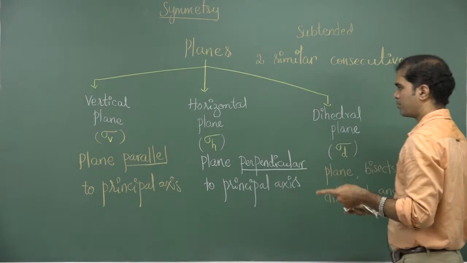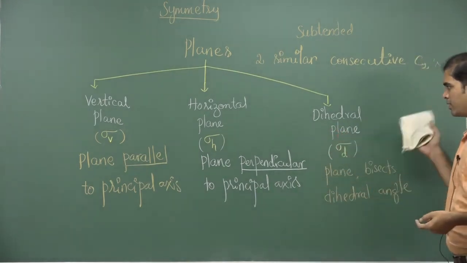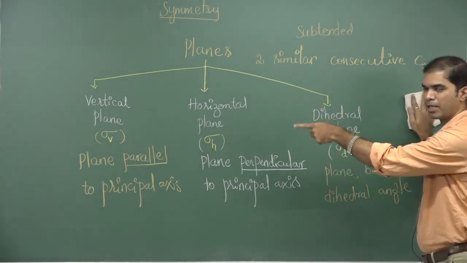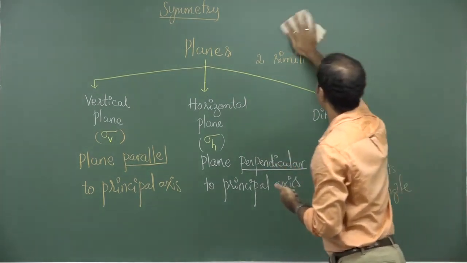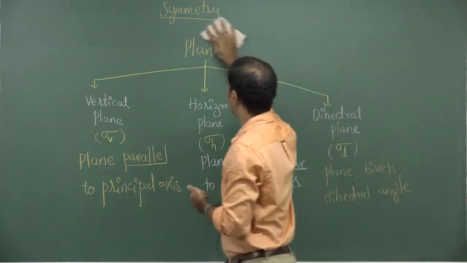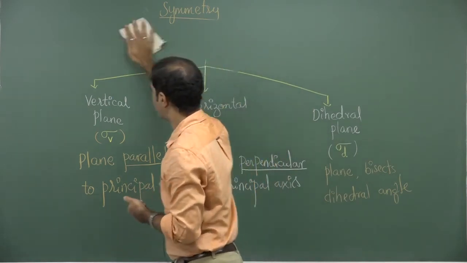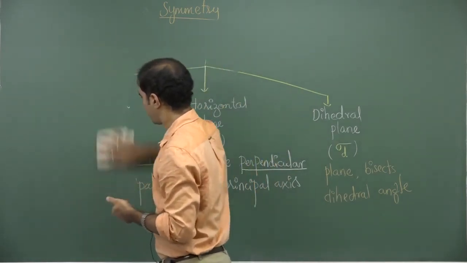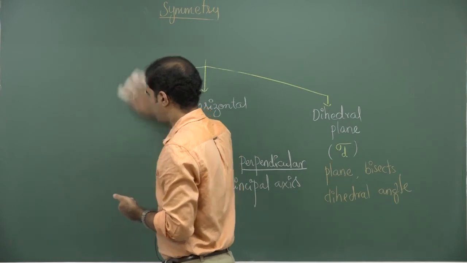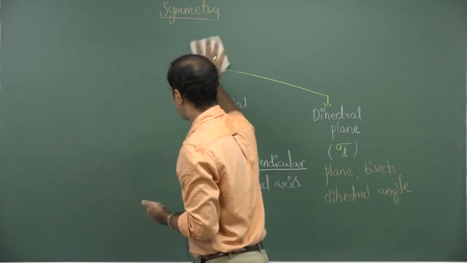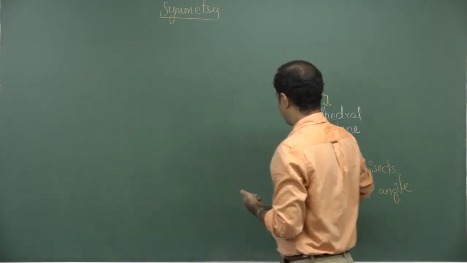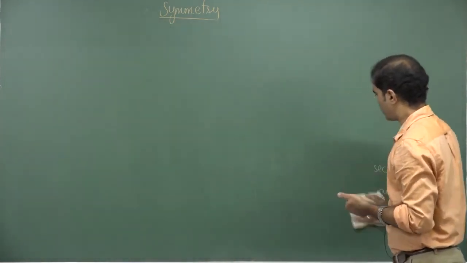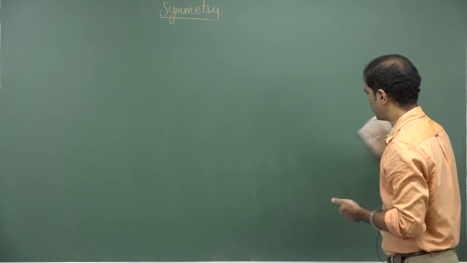We will take some examples, then it will become easy for you to understand. This is only by definition. A plane parallel to the principal axis is a vertical plane. A plane which is perpendicular with respect to the principal axis is called a horizontal plane, whereas a plane that bisects the dihedral angle is called a dihedral plane, and dihedral angle is subtended between two similar consecutive C2s.